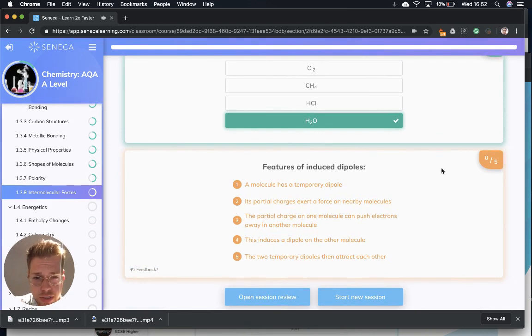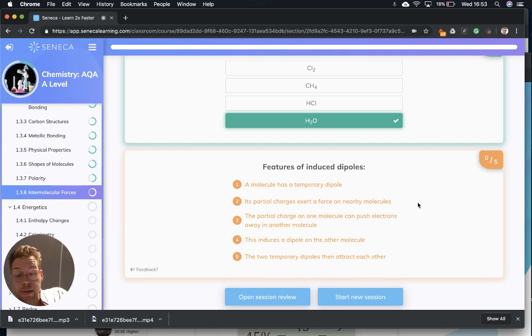So what are the key features of induced dipoles to finish? Let's recap. One, a molecule has a temporary dipole, because remember, electrons are always moving around, and all of the electrons might be on one side of the molecule at one moment in time, creating a temporary dipole. The partial charge that's created exerts a force on nearby molecules. The partial charges on one molecule can push electrons away in the other molecule. This induces the dipole in the other molecule, and the two temporary dipoles can then attract each other. Boom! Intermolecular forces, done.